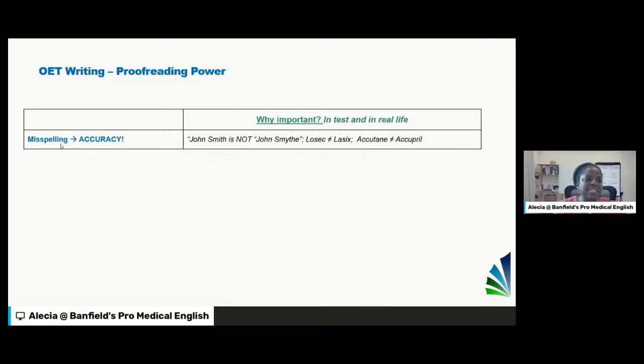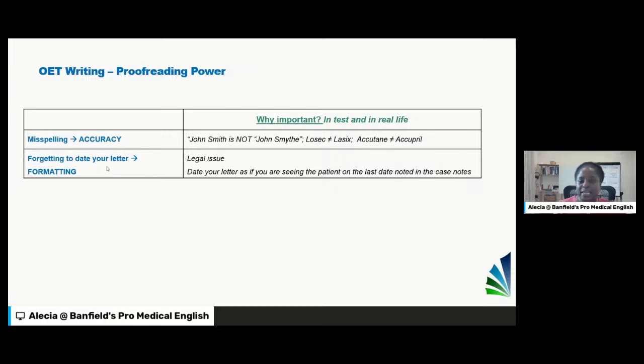Here's an example of misspelling. And it comes under language, but also under accuracy, which is in content. So the patient's name is John Smith, but you spell John Smythe. Those are 2 different patients, not only in the case notes, but in real life. Losec and Lasix, Accutane and Accupril. As we know, many drugs look alike, they even sound alike. So when you are copying, don't let misspellings cause you to name the wrong patient or the wrong drug. Okay?